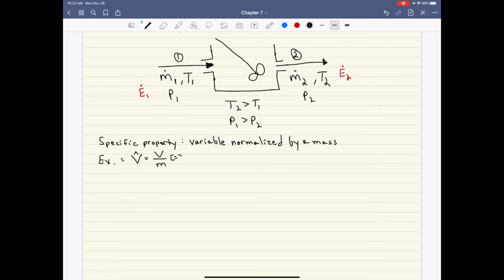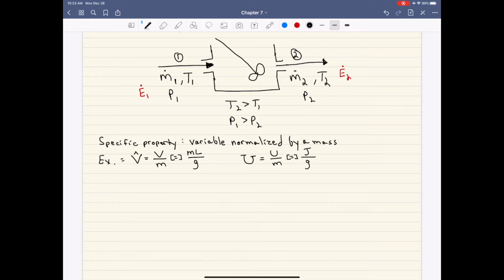And that gave you units of milliliter per gram, or something like that. So that's one example of a specific property. Another one we're going to use quite a bit is the specific internal energy. This is just going to be an internal energy divided by mass, and this is going to give us units of joules per gram. So we're going to use this sort of principle quite a bit in this derivation.